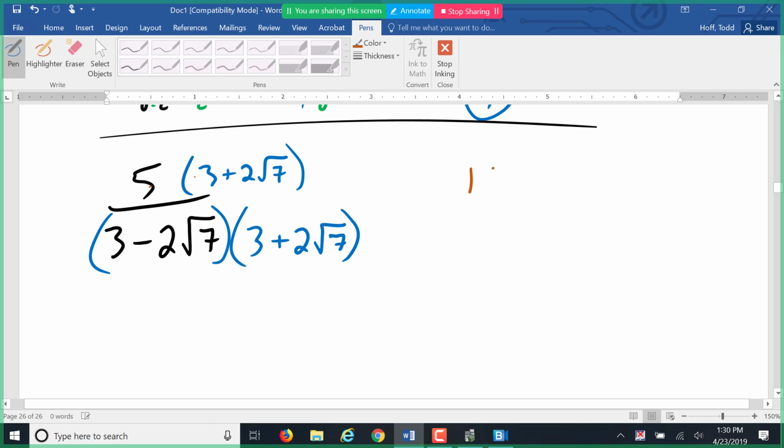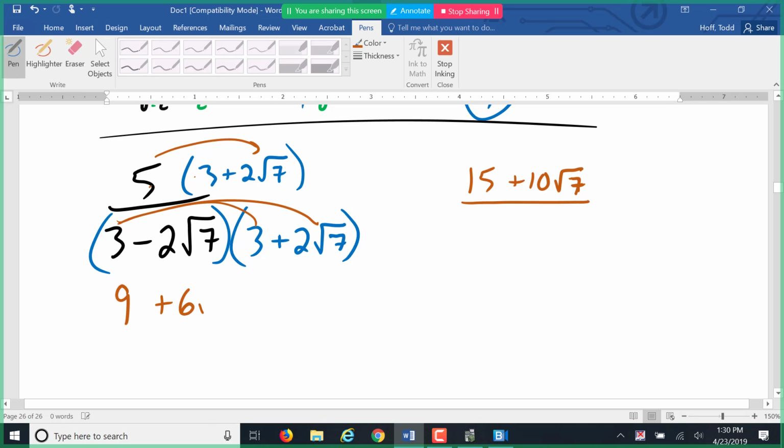5 times 3 is 15. 5 times 2 square roots of 7 is 10 square roots of 7. For the conjugate, 3 times 3 is 9. 3 times 2 root 7 is 6 root 7. Negative 2 root 7 times 3 is negative 6 root 7. Negative 2 root 7 times positive 2 root 7: negative 2 times positive 2 is negative 4, root 7 times root 7 is 7, and negative 4 times 7 is negative 28.